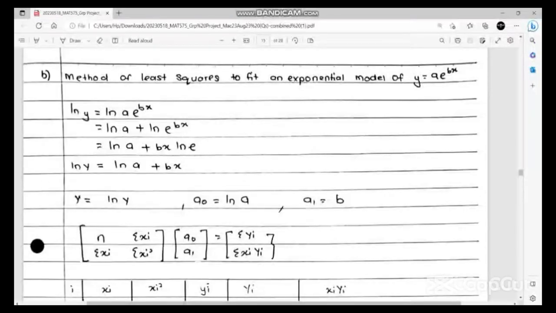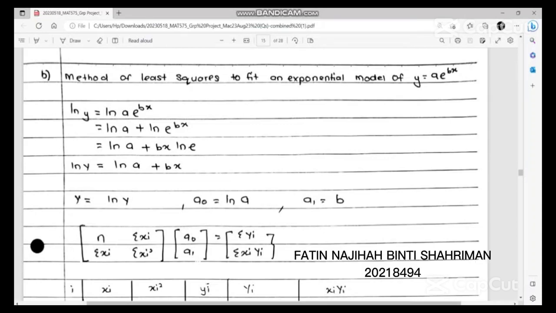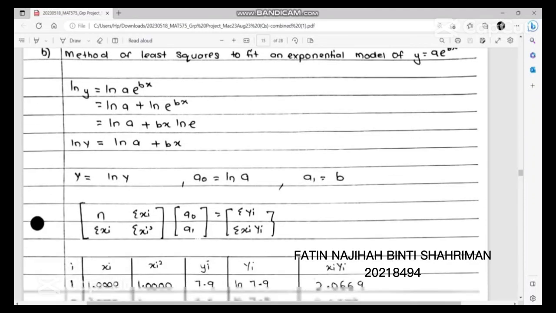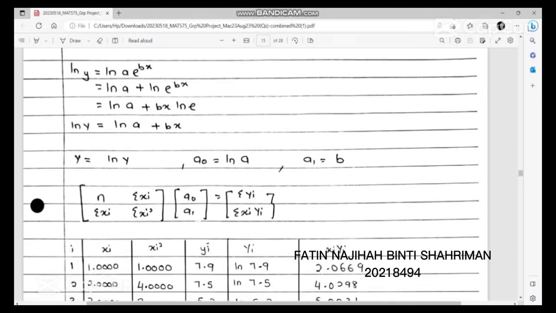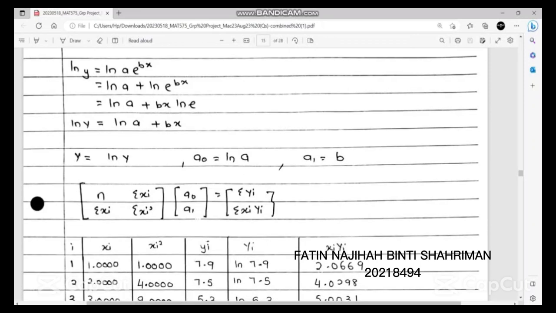Thank you. Case study 2, 2b, method of least squares to fit an exponential model of y equal to a e to the power of bx. First, write the equations. It is ln y equal to ln of a e to the power of bx. And then we will get ln y equal to ln a plus bx. So the equation for y is ln y, the equation for a0 is ln a, and lastly the equation for a1 is b.